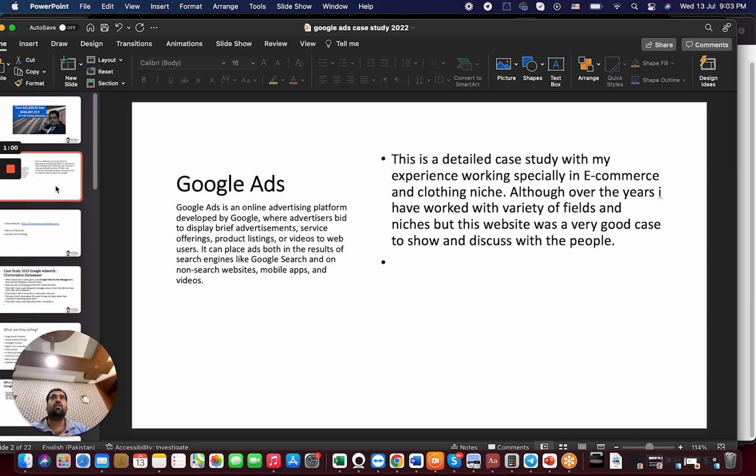So basically, Google Ads is an advertising platform through which people can advertise and promote their brand, product, or services, or they can do branding. Advertising has different objectives, so it's all up to your personal preference what kind of objectives you want with Google Ads. This is a detailed case study from my experience working in the clothing industry for e-commerce. So you can also say that this is a case study for Google Ads for e-commerce.